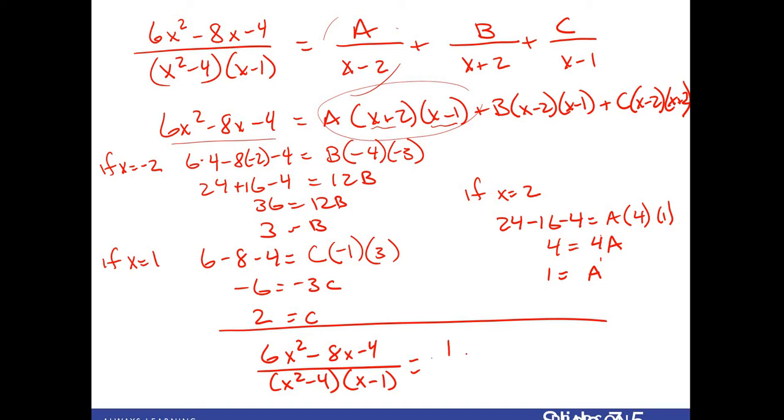So my a value was 1 over my x minus 2. My b value was 3 over x plus 2. And my c value is 2 over x minus 1. And again, I could integrate that fairly easily.